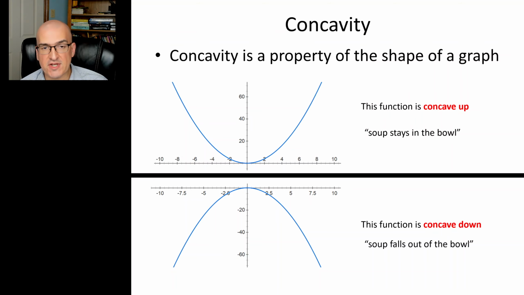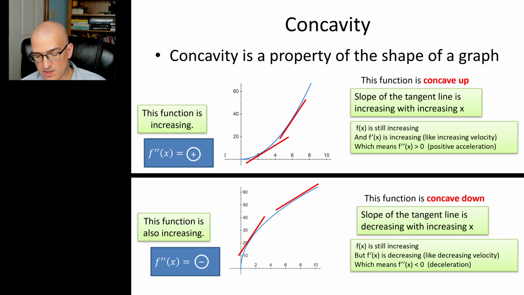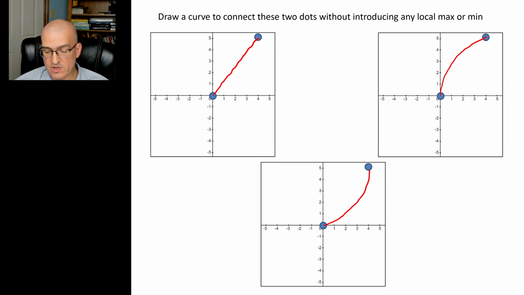So that's just a definition. That's some vocabulary that we'll use to communicate to each other what type of curve it is, what type of shape it has. Now notice that the first curve I drew, or actually it was the second one, the one on the bottom right, is a concave up type of graph. And the one at the top right is a concave down type of graph.